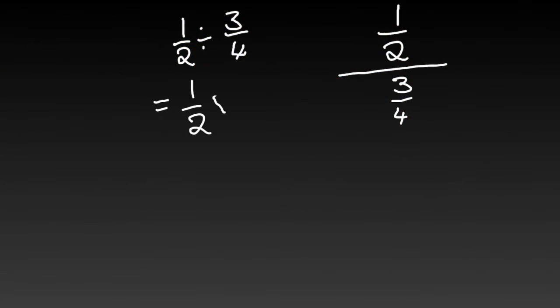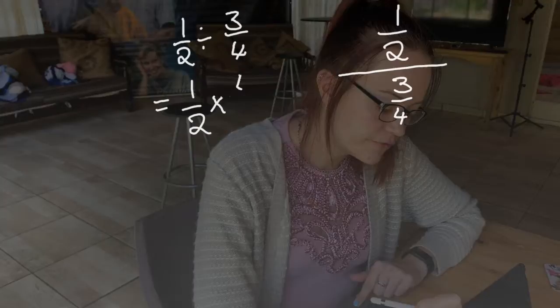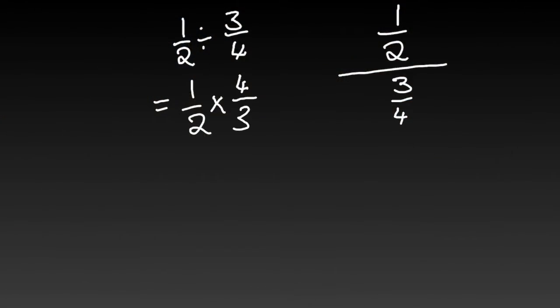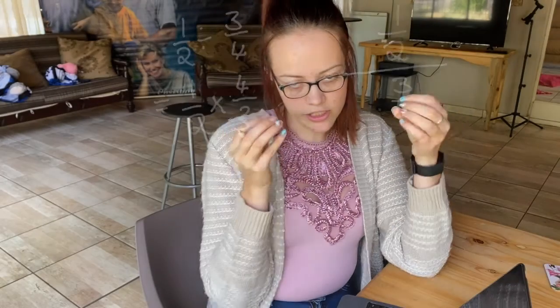1/2 times. In order to do the opposite, in order to apply the inverse, I have to change what comes after the multiplication. I was dividing with 3/4. Now I'm going to multiply with 4/3. So here's the rule. Everyone focus. Look at me. When dividing with fractions, swap your second fraction and make it multiplication.